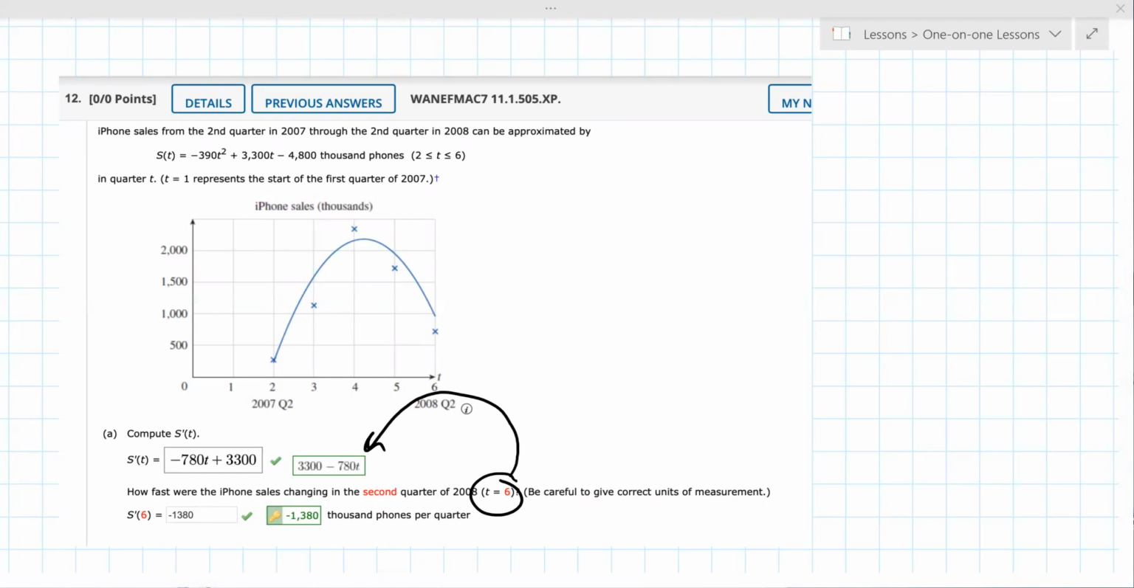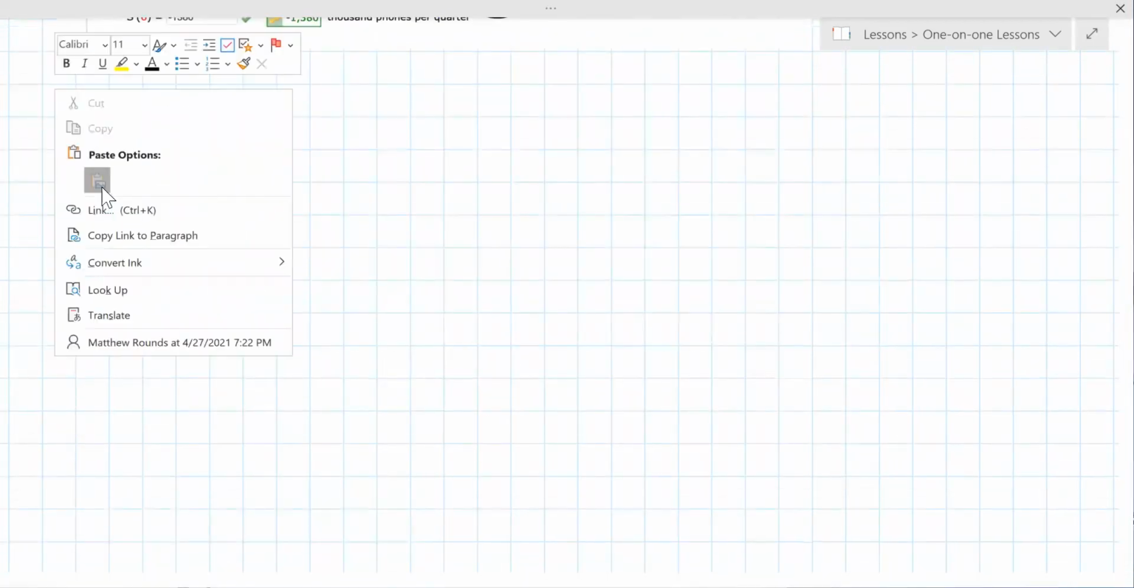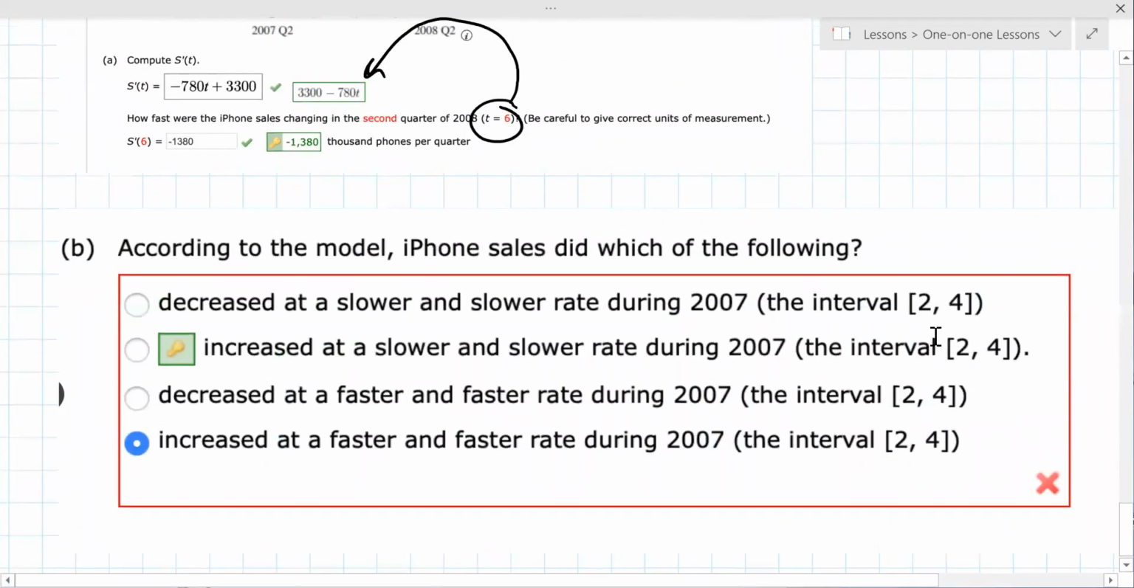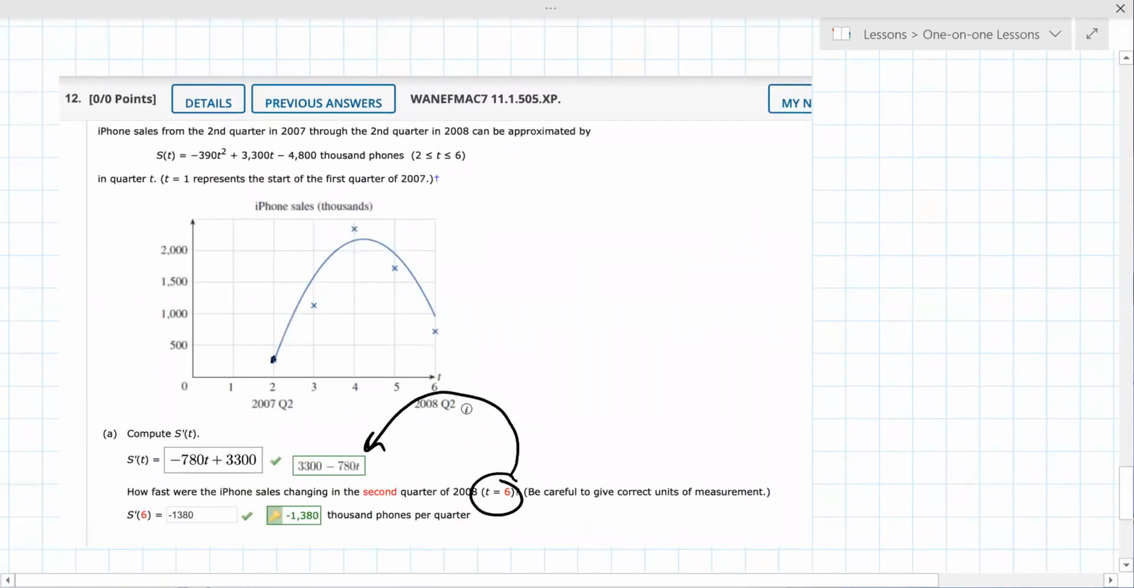Here's part B. All right, part B, it says, which of the following is true? So the issue is we got this interval from 2 to 4, so we're looking from here to here. Let's just look at tangent lines. Steep, less steep, less steep, less steep, less steep. What does that mean if it's getting less steep? Decreasing.